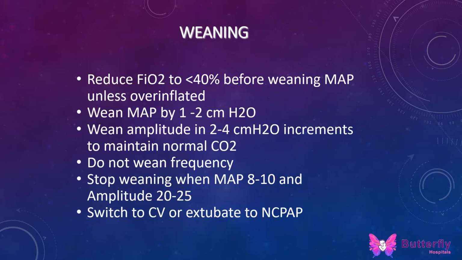So when you are weaning or adjusting things, before adjusting the mean airway pressure, generally we say reduce FiO2 to less than 40 before weaning the mean airway pressure, unless we have overinflation of the lungs on the chest X-ray. Wean the mean airway pressure by 1 to 2 at a time, not more than that. In conventional ventilation, generally we wean by at least 2 centimeters every time. Here, ideally we recommend 1 and the maximum 2. And the amplitude can be increased or decreased in increments of 2 to 4 centimeters each time.